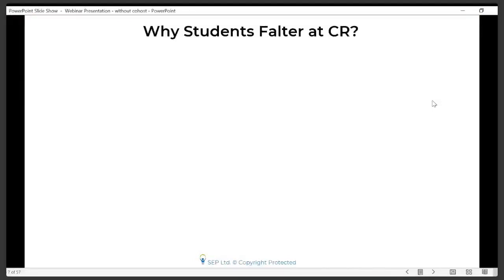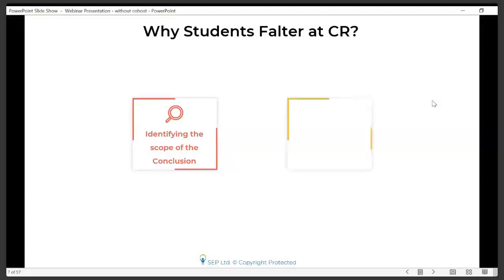One of those areas is not being able to identify the scope of the conclusion. Because of this, students often end up choosing out-of-scope choices as the correct answer. The other is faltering at pre-thinking. Because of this, a lot of time is wasted going back and forth between the passage and the choices, and the incorrect choices are usually what you land up with.